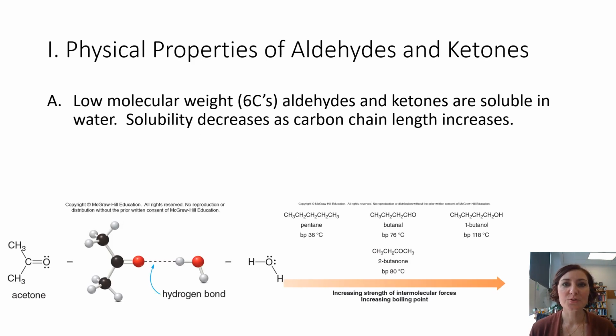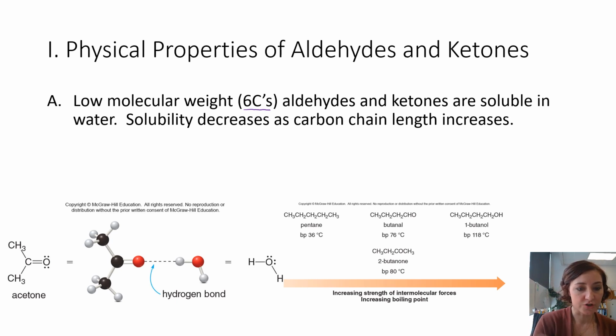All right, so just like every other hydrocarbon that we've looked at, low molecular weight aldehydes and ketones are soluble in water. So when we say low molecular weight, we mean 6 carbon chains or less. These are soluble in water, but the solubility is going to decrease as your carbon chain length increases.